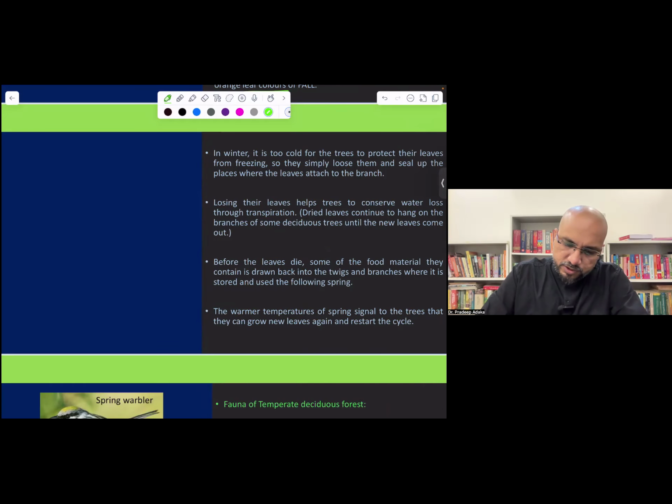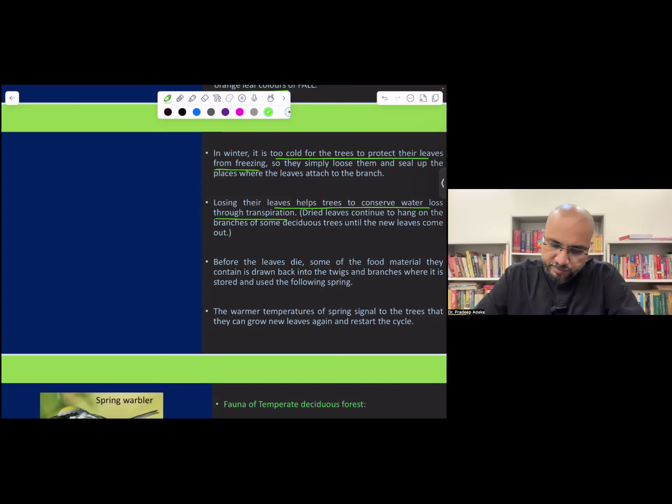In winter, it is too cold for the trees to protect the leaves from freezing. If the leaves have free water, that water may freeze during negative temperatures in the winter, so it may damage the leaves. So they shed the leaves. The free water present in the leaves may freeze and cause tissue damage, so simply it is better to shed them. Losing their leaves helps the trees conserve water lost through transpiration, because in winter water is also not available.